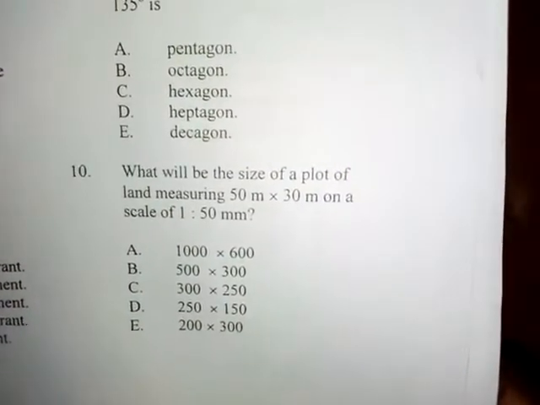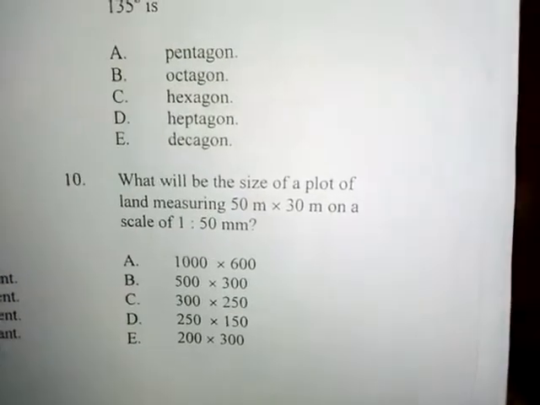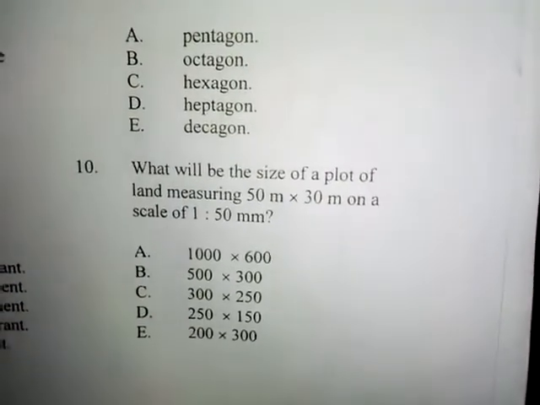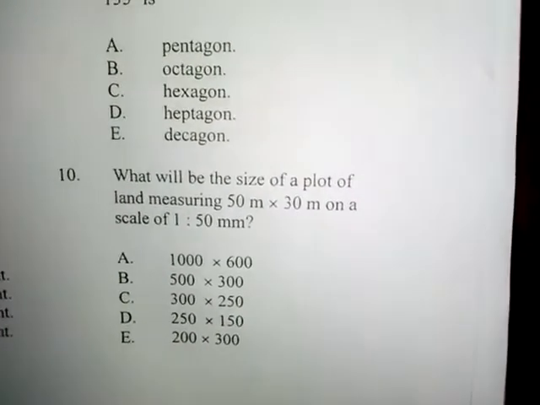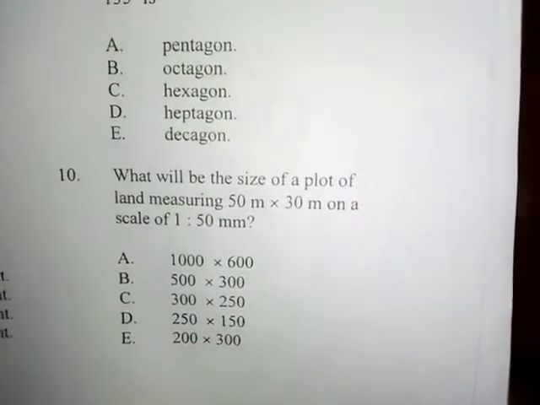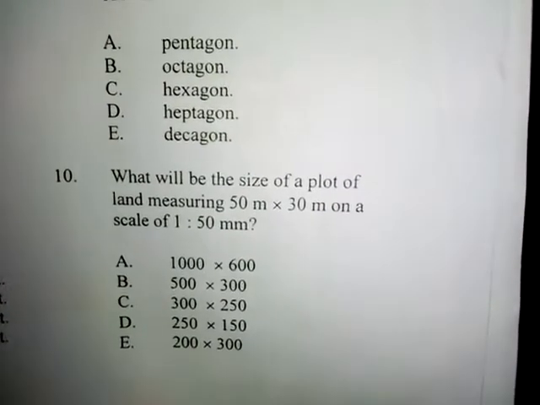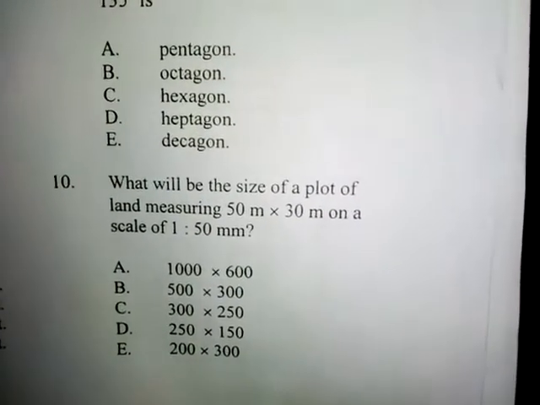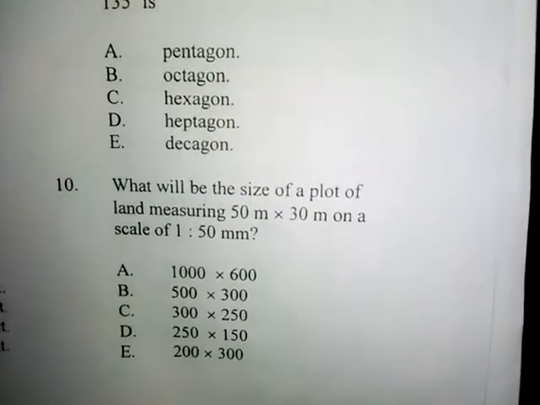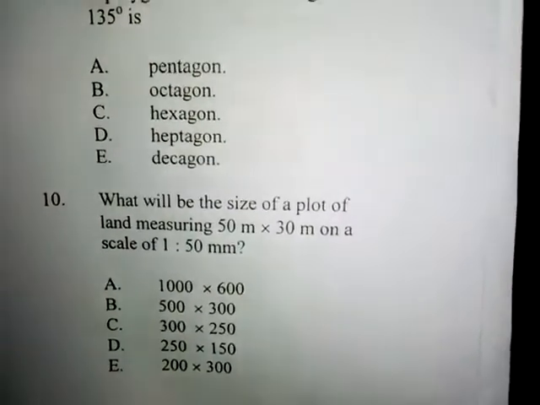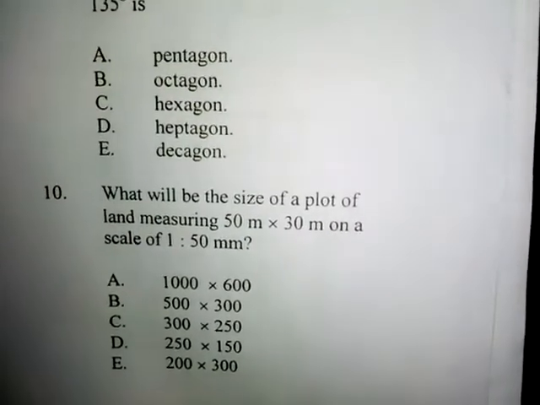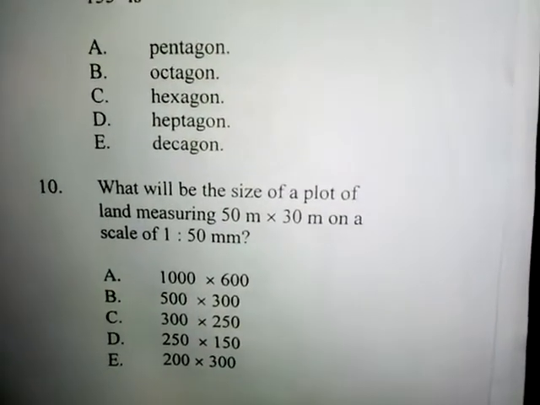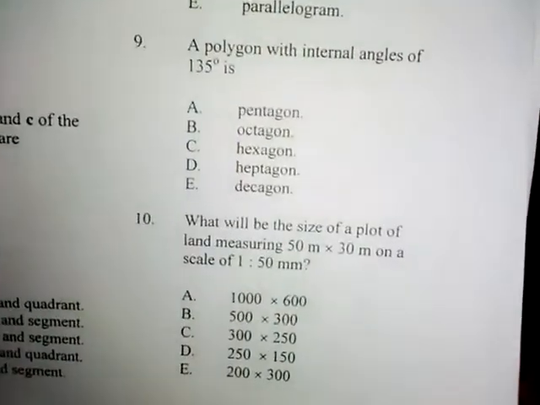What will be the size of a plot of land measuring 50 meters by 30 meters on a scale of 1:50 millimeters? So what you need to do in this case is to convert 50 meters to millimeters, which will give you 50,000 millimeters, and then 30 meters to millimeters, which will give you 30,000. Then 50,000 millimeters by 50 will give you 1,000. Then 30,000 millimeters by 50 will give you 600. So from the list of the options that we have, the correct answer is option A. That is the correct answer for question 10.